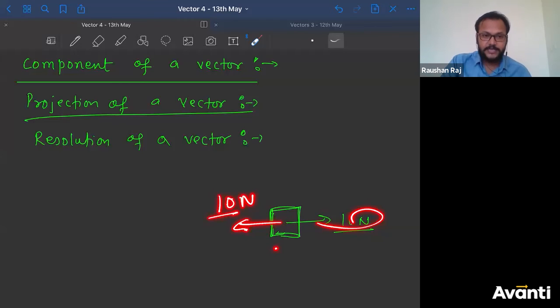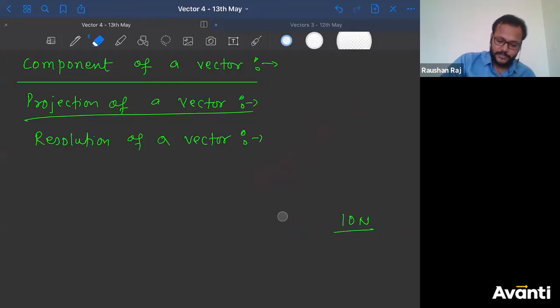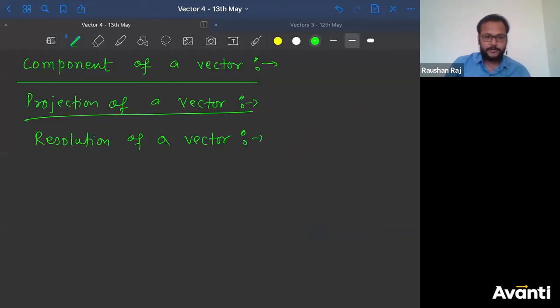So that is why I told ki if the resultant of these two were in this direction, I have to apply a third force which should be opposite to R. Then only they will cancel each other. ठीक है? चलो. So अब बात करते हैं component की. Component of a vector or projection of a vector or resolution of a vector, तीनों का almost meaning same ही है.